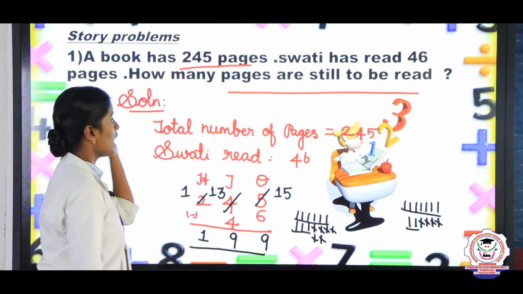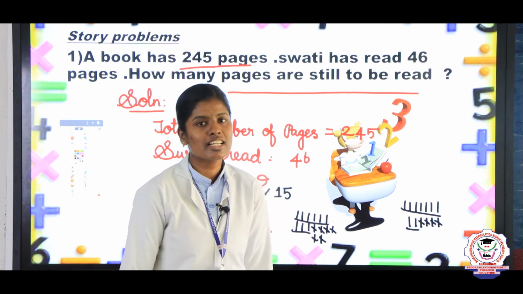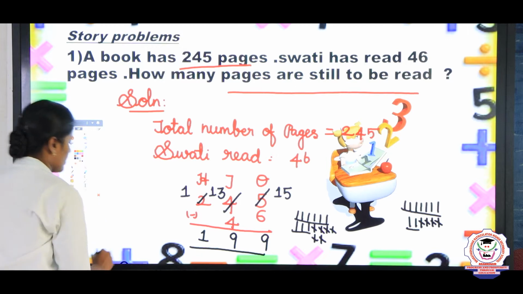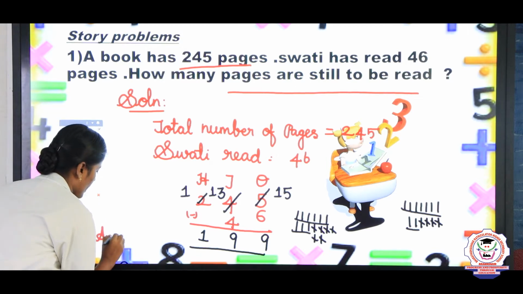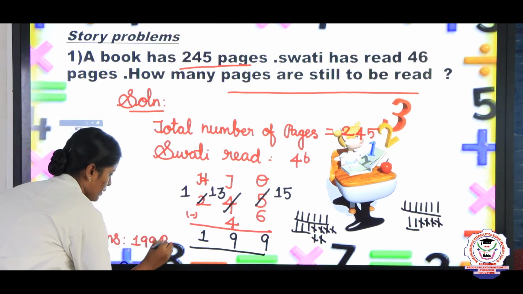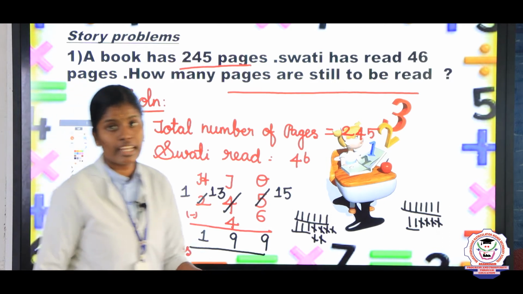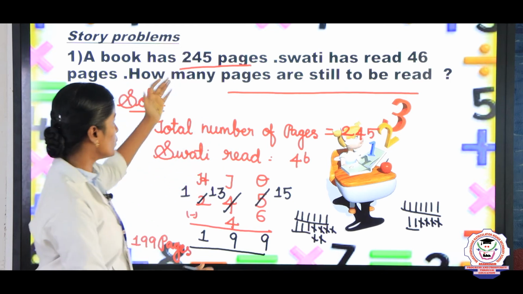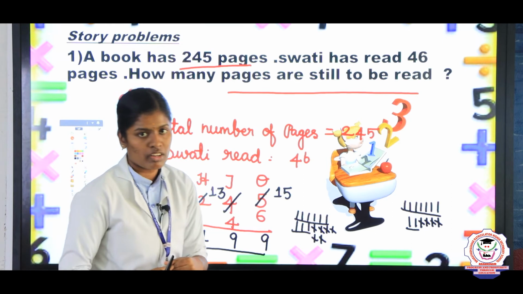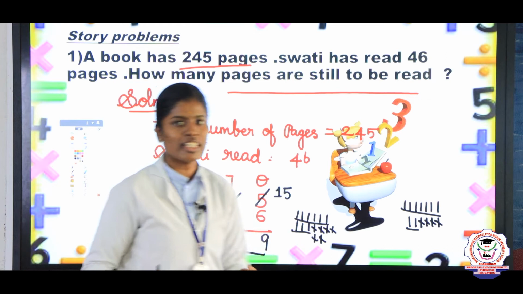The question is, how many pages are still to be read? So the answer is 199 pages. Still to be read, 199 pages. Totally we have 245 pages. Already she read 46 pages. So still to be read, 199 pages. Next we'll see another example.